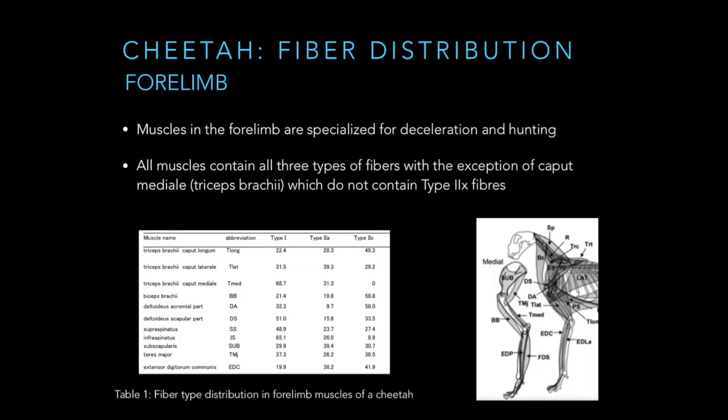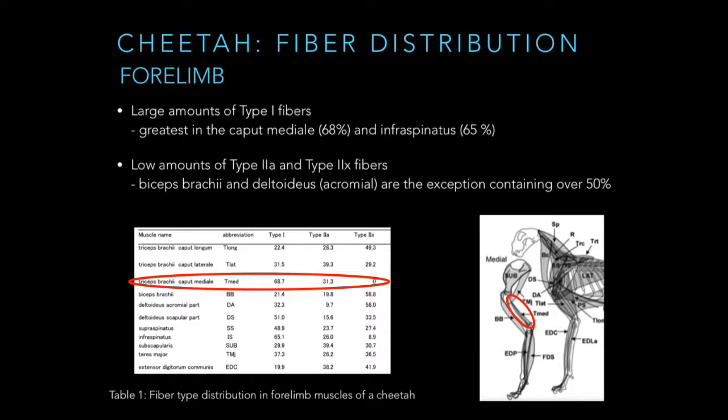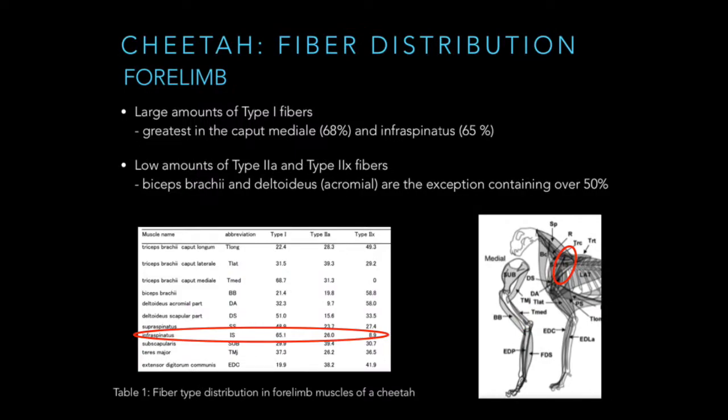Type 1 fibers are observed in almost all muscles of the cheetah, but are seen in greater quantities in the forelimb of the animal. This relates to function, as these muscles are mainly used for deceleration and knocking their prey off balance while hunting. The three different types of fibers are apparent in each muscle except for the triceps brachii caput medial, which has the greatest amount of type 1 and does not contain type 2X fibers. Similarly, the infraspinatus contains a large amount of type 1 fibers, with only 9% type 2X fibers.